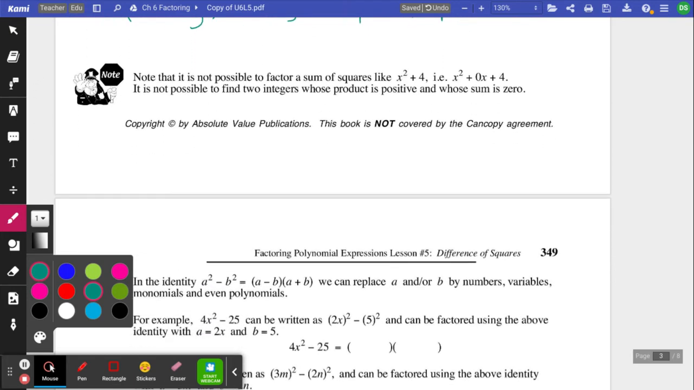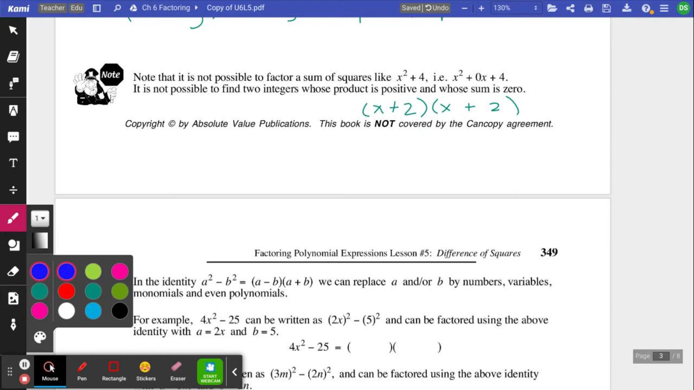You know what, Malcolm? I am so glad you asked. Note that it is not possible to factor a sum of squares like x squared plus 4. You can't do it. Let's try. X squared plus 4, we would go, okay, x, and then x, and how about 2 and 2, and how about they're just both positive?